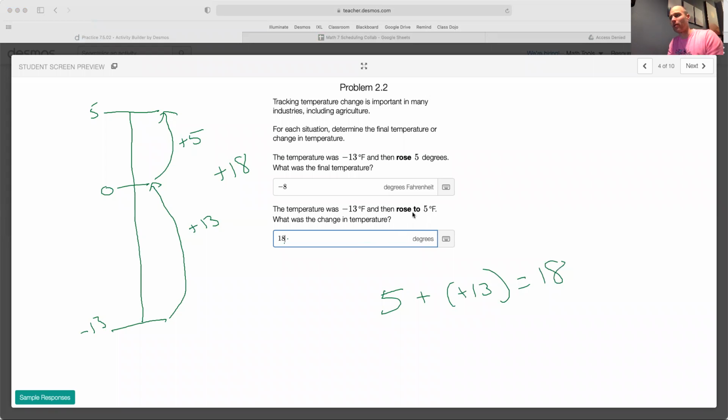And I could even subtract them the other way. Negative 13 minus 5, well, that's negative 18. And you say, well, that's not the right answer. The answer is positive 18. You're right. That's where absolute values come in. I could write absolute value bars on here to really show what I'm thinking. But honestly, I would just say, I know the temperature went up, so it's positive 18, not negative 18. I'm just cutting a corner, is what I would say.